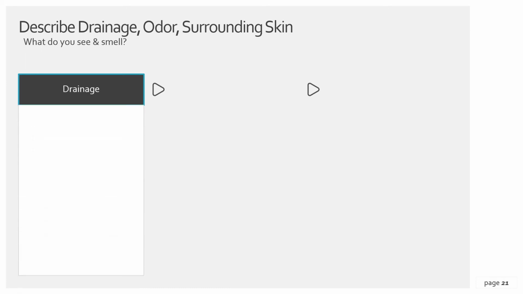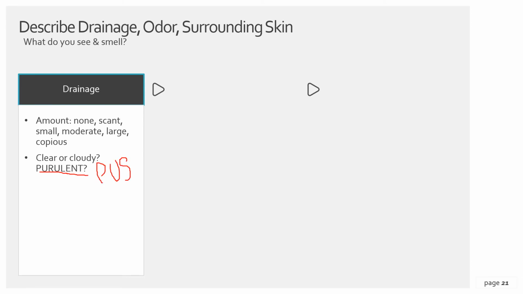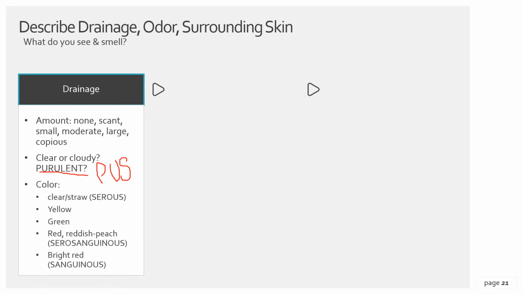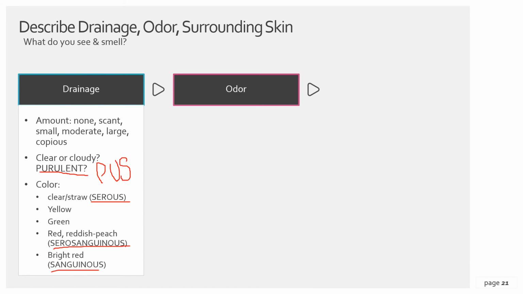Talking about drainage, first you want to note the amount, and then is it clear or cloudy? If it's thick and cloudy, it might be purulent. That's the medical term for pus. We don't say pus in medicine, and we never describe something as pussy. Then you describe the color of the drainage. Is it clear and straw colored? That's called serous. Is it yellow or green? Is it red or reddish peach? The medical term for that is serosanguinous. Or is it bright red or bloody? That's sanguinous.